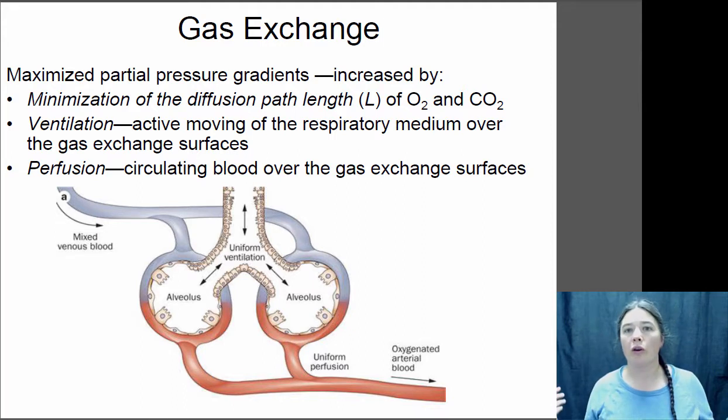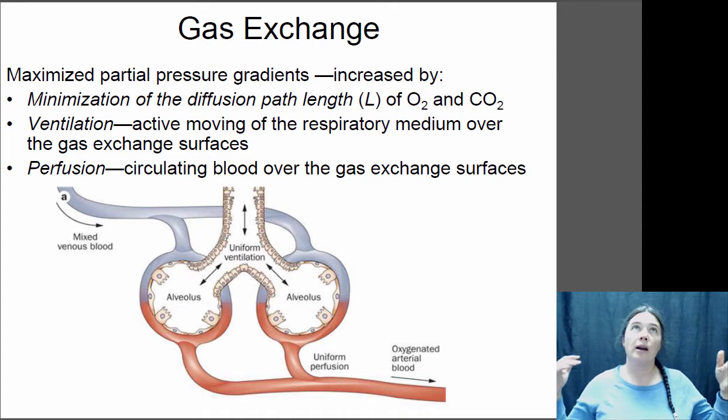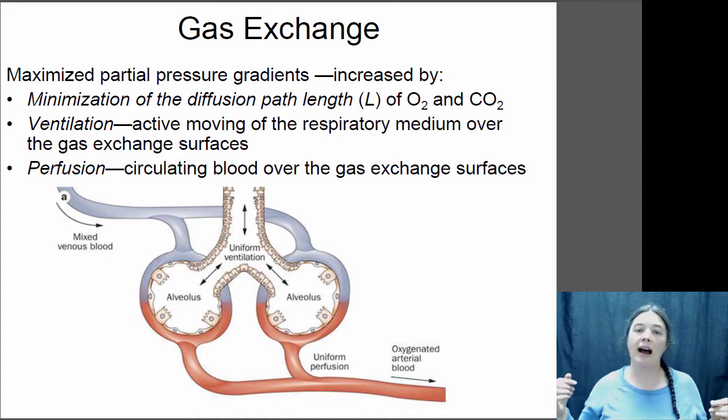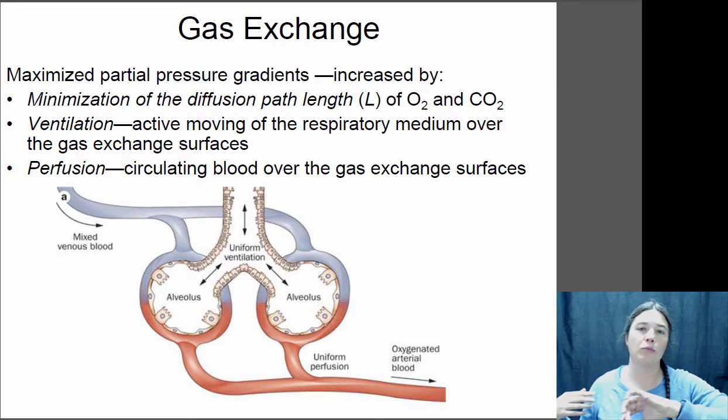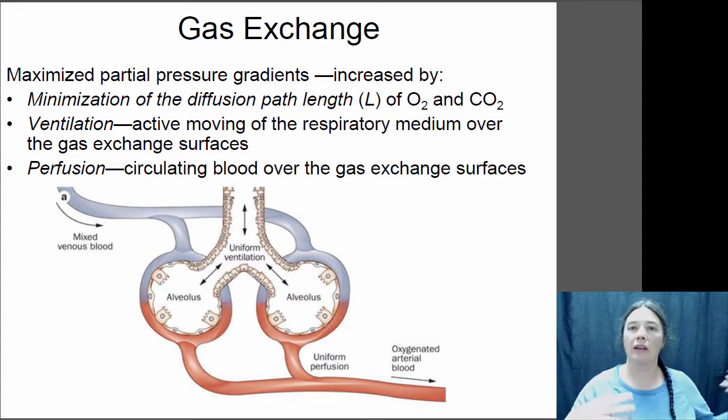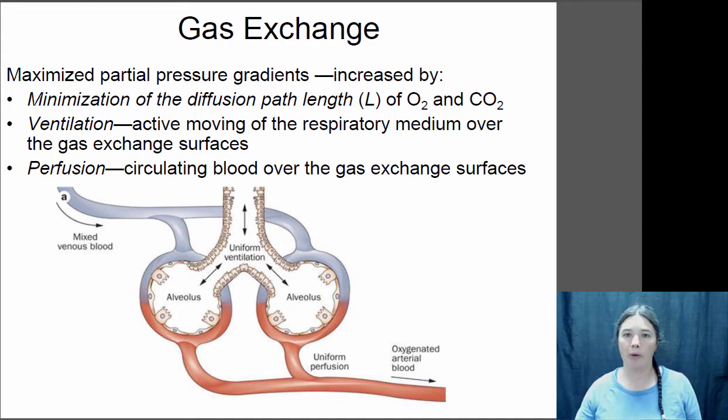So both of those are going to keep the concentration gradient high by bringing in either fresh air or fresh water, and then also by moving the blood across, so that as the blood gets oxygen into it, it moves away from that area so that blood that needs oxygen can come in. That's the perfusion. Okay? All right.